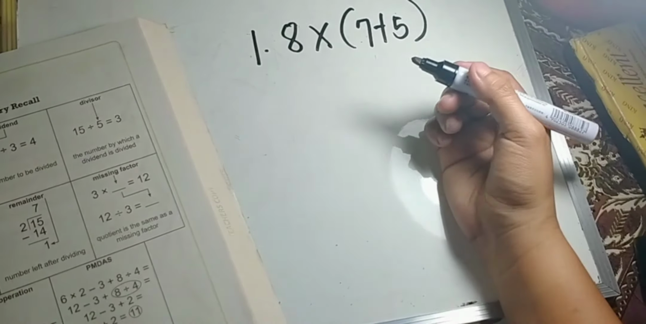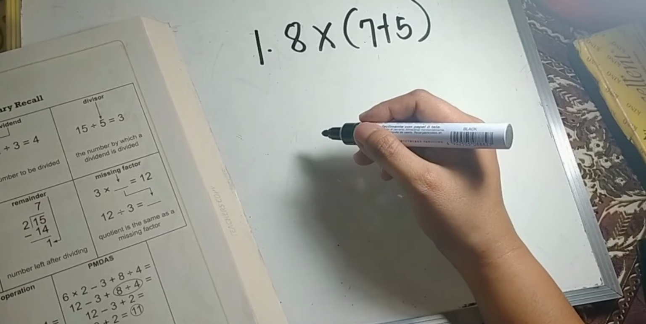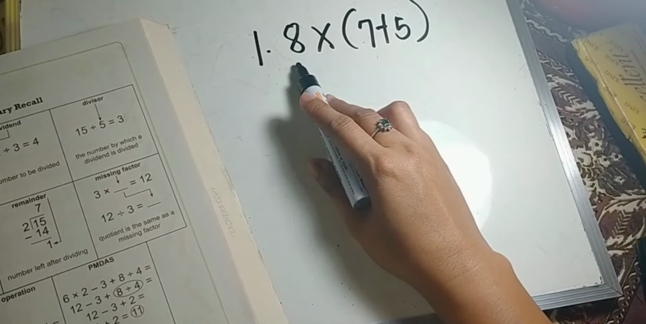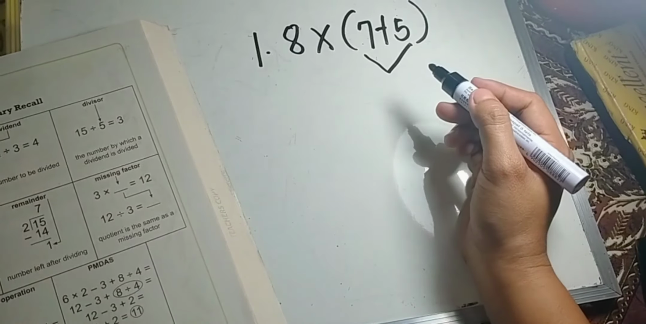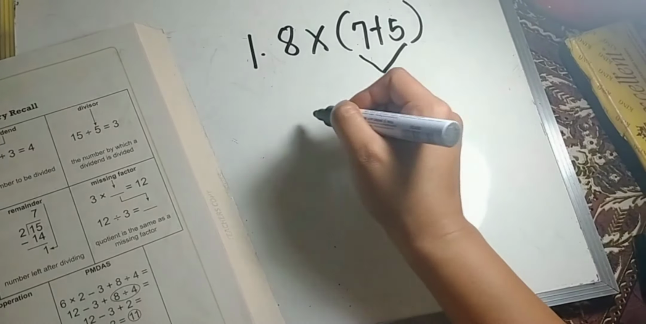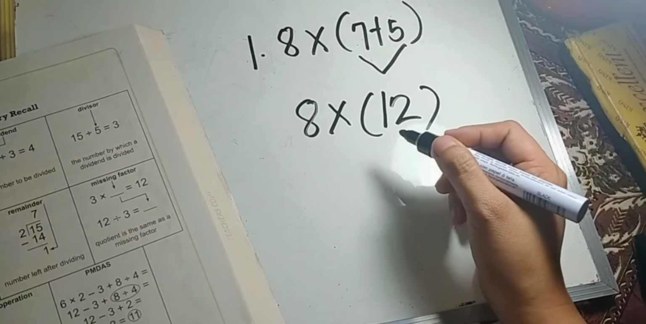Okay, so solve na natin yung number 1 ha, sa Challenger. Challenger po ito. Now, on page 130. 8 times quantity 7 plus 5. At first, let us perform the parenthesis. 7 plus 5 is 12. And then, copy natin. Okay. Next.